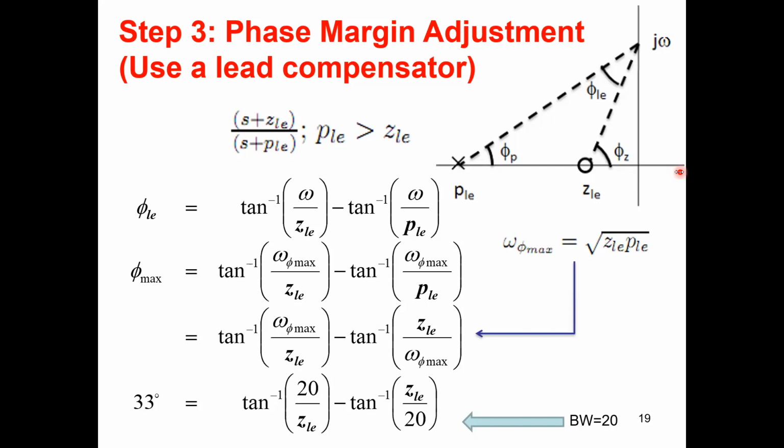Kalana Gunasinghe, did you understand that point, that the lead compensator has to provide 33 degrees at 20 radians per second, and that it produces phase less than 33 degrees below and above 20 radians per second? Is that point clear to everyone? If not, tell me so that I can explain it again.